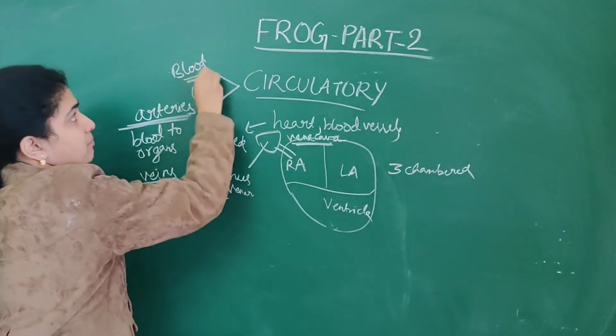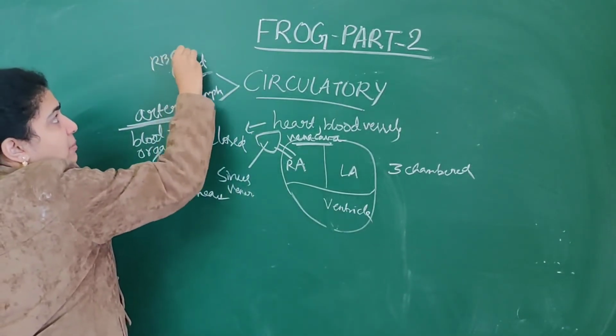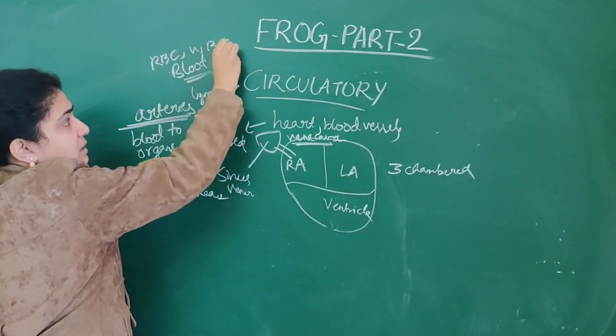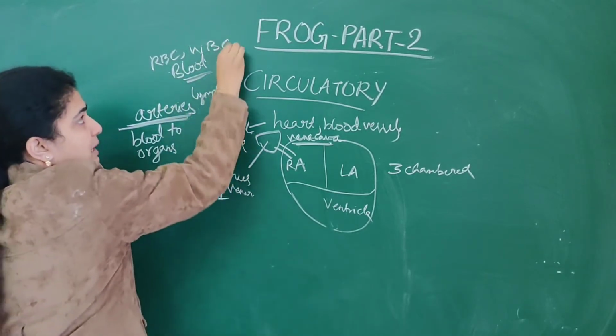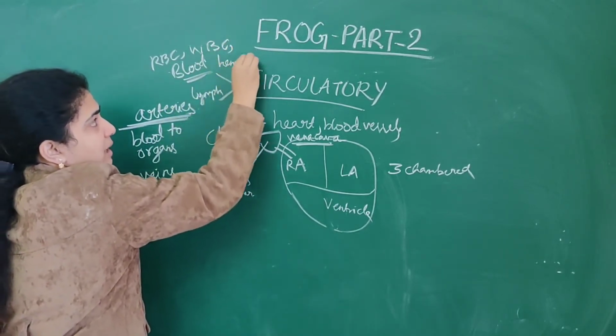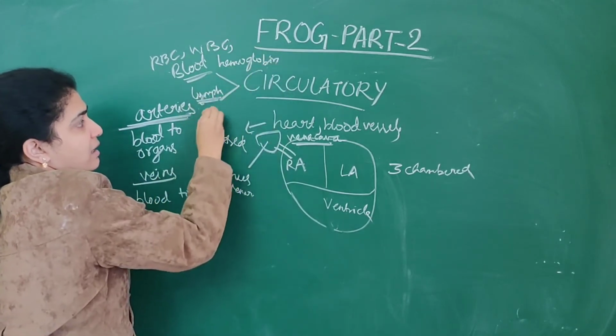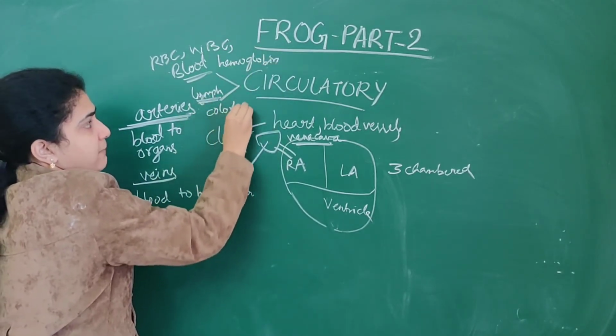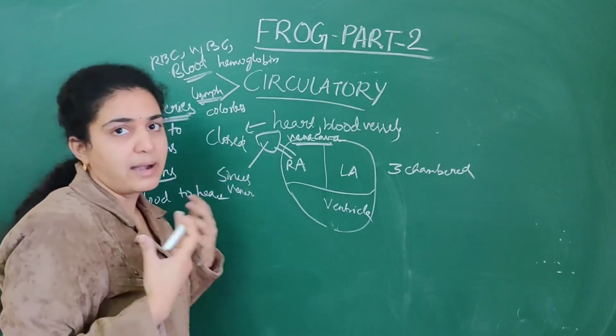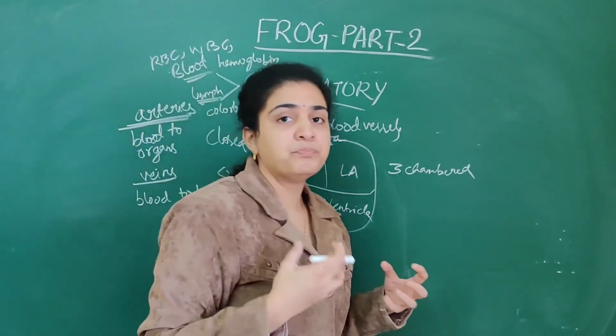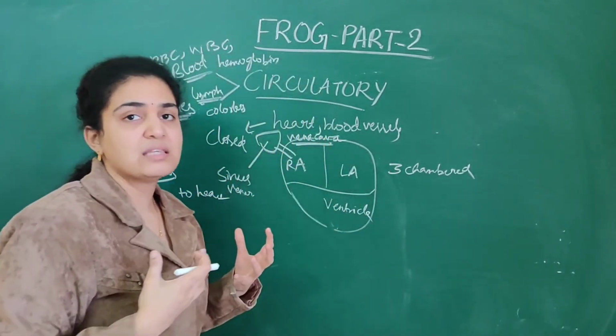Whereas in blood, RBCs, WBCs, everything is present, and hemoglobin pigment is also present in blood. When it comes to lymph, it is a colorless fluid, and all of these, like RBCs, are absent.